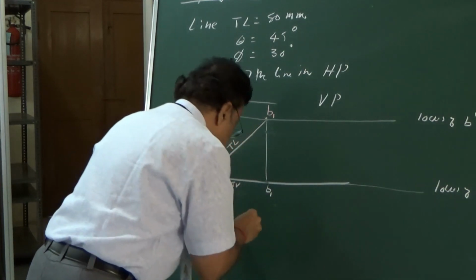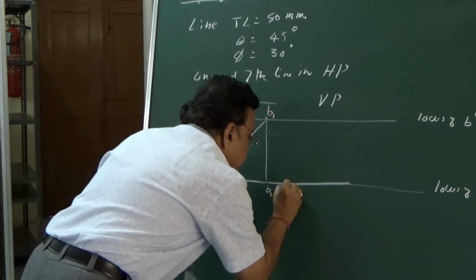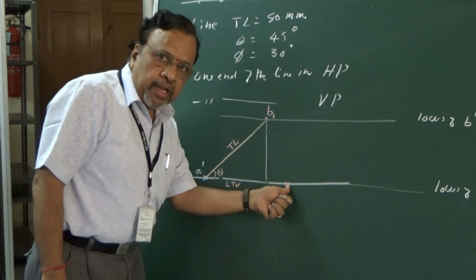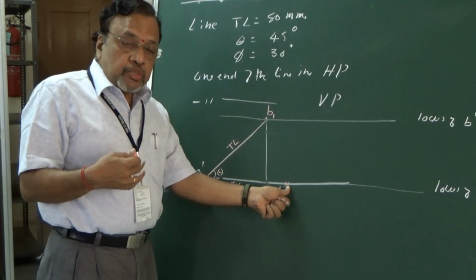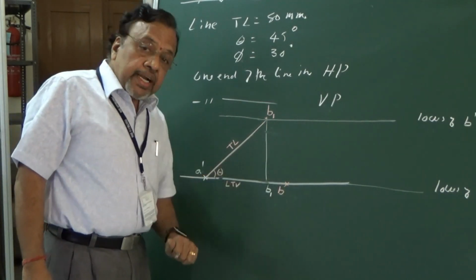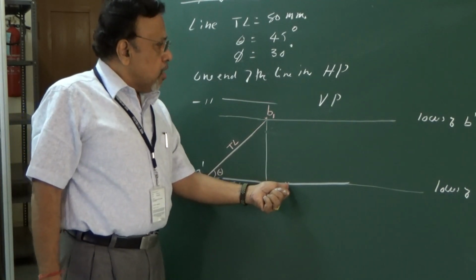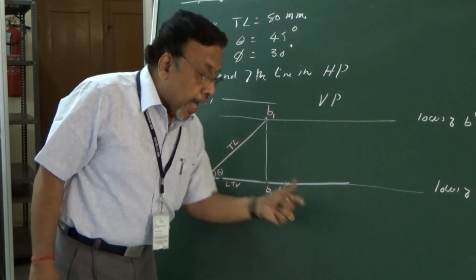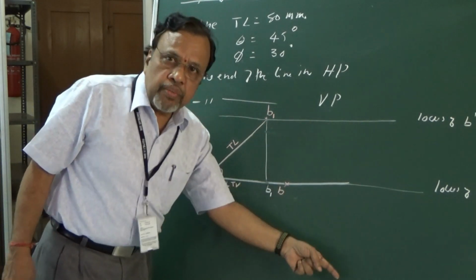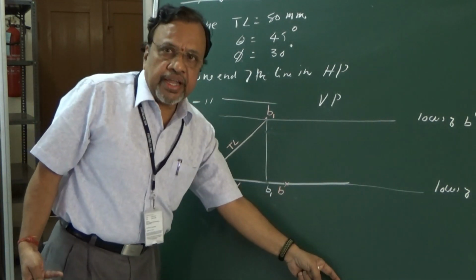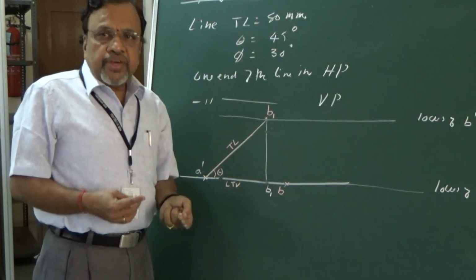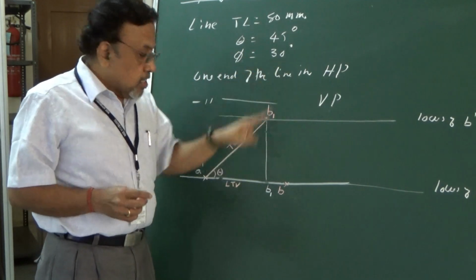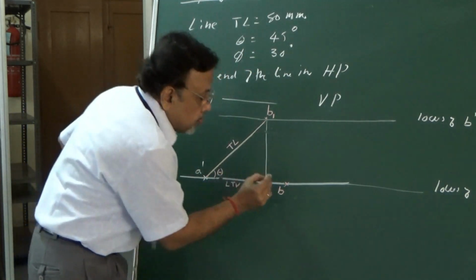So I will consider this point to be B. Now since B is on the XY line, B is in VP, what do we expect of the other end? Now since end B is in VP, the other end, which is end A, has to be in front of VP, or it should be below the XY line. But anyway, I know the TL. So TL is given as 80 mm. Then the angle with reference to phi is given as 30 degrees. That I am going to draw in the top view.